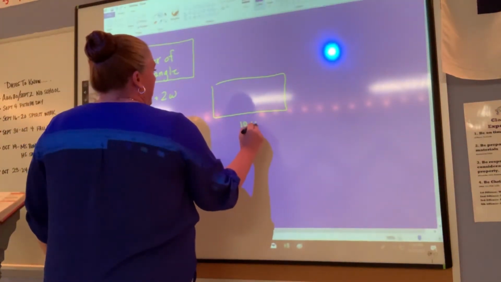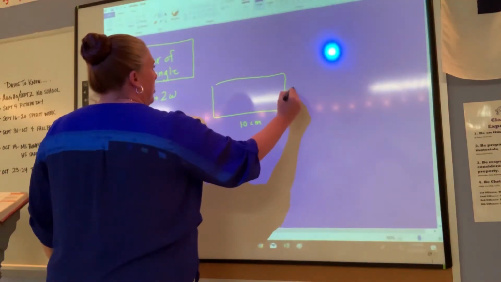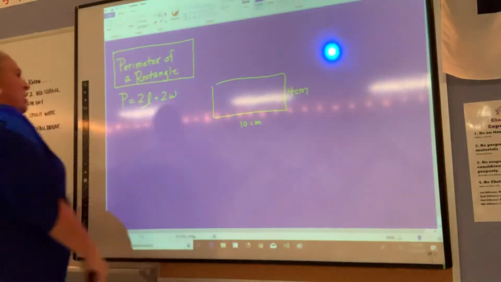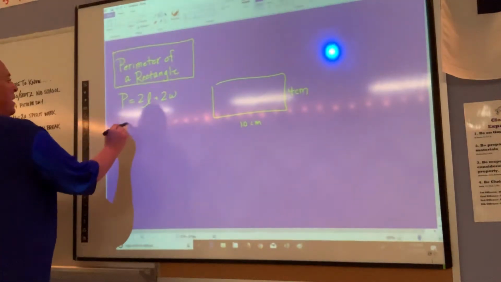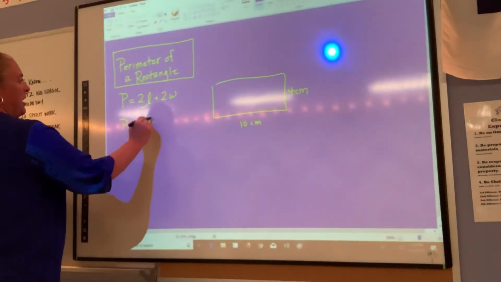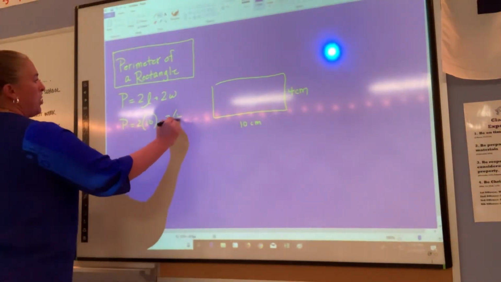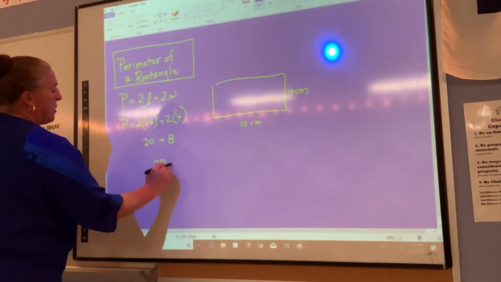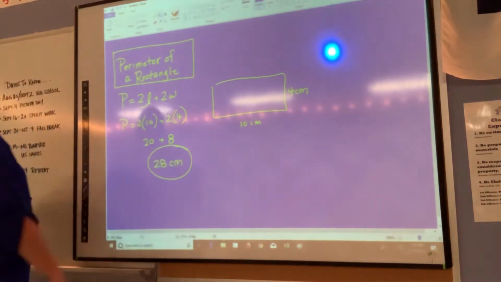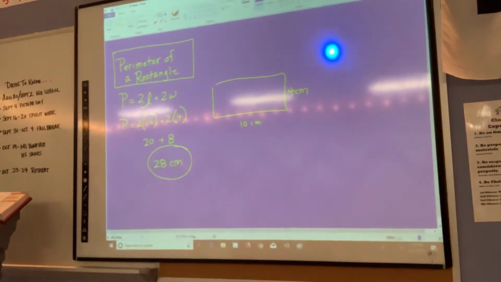So let's say this is 10 centimeters, and this is, let's say, 4 centimeters. Can we put that into the formula and determine what we have? So perimeter is 2 times the length, which is 10, plus 2 times the width, which is 4. So that's 20 plus 8, or 28 centimeters. Why do I say centimeters and not centimeters squared? There's no multiplication. Perimeter is just one dimension. I want to know the space around something. Area is the space inside it. That's why it's 2 dimensions.